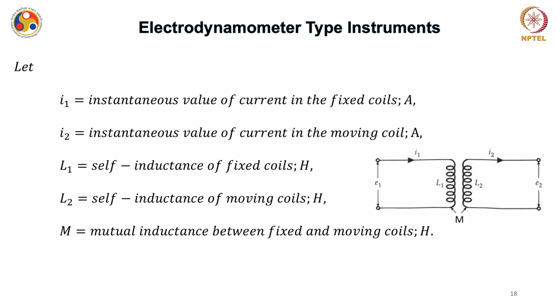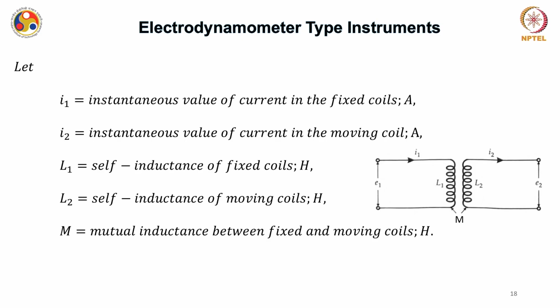I1 is the instantaneous value of current which is flowing through the first coil, or I am calling this fixed coil. Then let us assume that the self inductance of the fixed coil is say L1. So the parameters L1 indicate the self inductance of the fixed coil, and I1 is the instantaneous value of current in the fixed coil. Similarly, we can assume for L2 and I2: L2 is the self inductance of the moving coil, while I2 is the instantaneous value of current in the moving coil. So this gives you four different parameters I1, I2, L1 and L2.